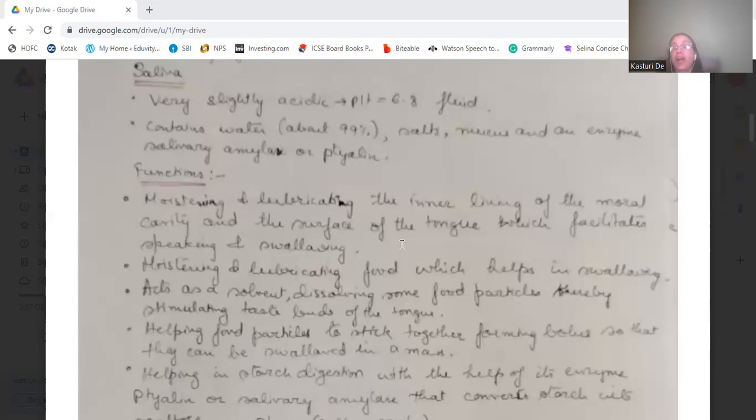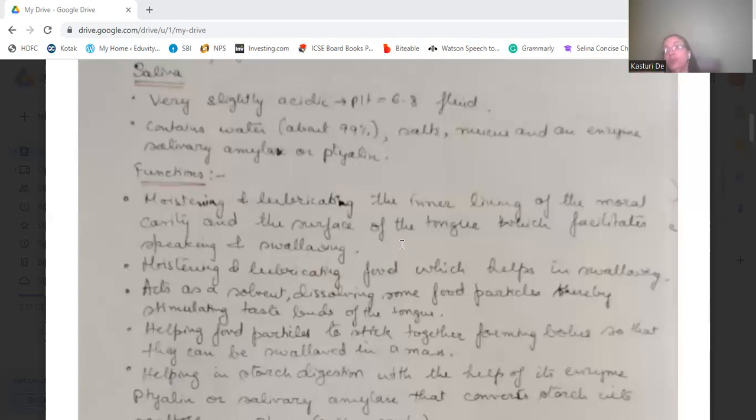The saliva acts as a solvent. How? By dissolving some food particles, thereby stimulating the taste buds of the tongue. Some food particles are dissolved in the saliva, which helps in stimulating the taste buds of the tongue, so that you can taste the food. Then it helps food particles to stick together, forming the bolus.